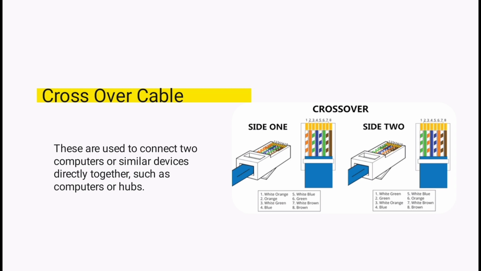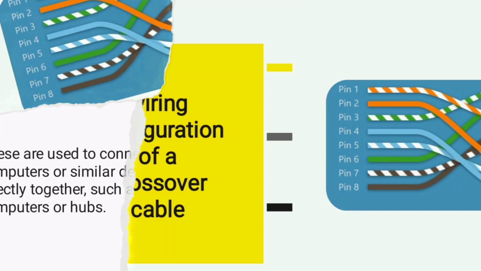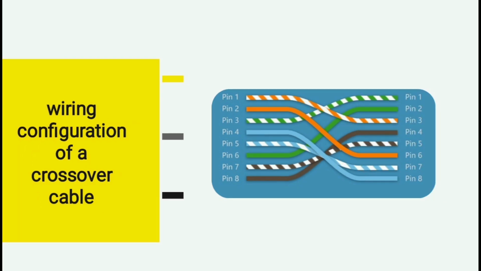In contrast to a straight-through cable, which has the same wiring configuration at both ends, a crossover cable has a different wiring configuration at each end. The wiring configuration of a crossover cable is: pin 1 at one end is connected to pin 3 at the other end. Pin 2 at one end is connected to pin 6 at the other end. Pin 3 at one end is connected to pin 1 at the other end. Pin 6 at one end is connected to pin 2 at the other end.